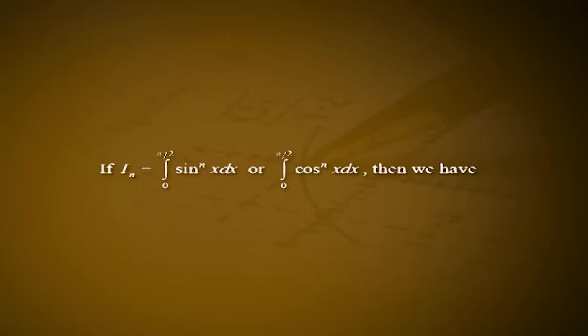We have proved the following reduction formulae. If I_n is equal to the integral from 0 to pi/2 of sin^n x dx or the integral from 0 to pi/2 of cos^n x dx, then we have I_n = (n-1)/n times (n-3)/(n-2) times (n-5)/(n-4) times etc. times 2/3 times 1 if n is odd, and (n-1)/n times (n-3)/(n-2) times (n-5)/(n-4) times etc. times 1/2 times pi/2 if n is even.